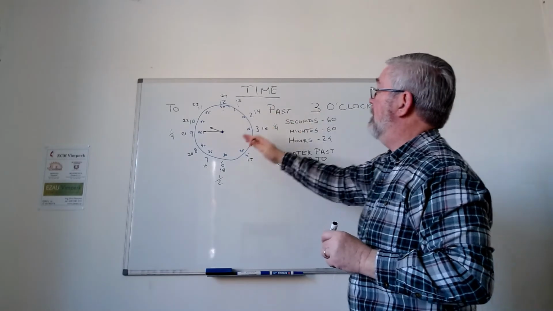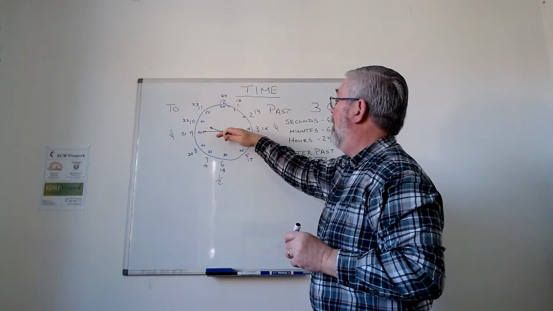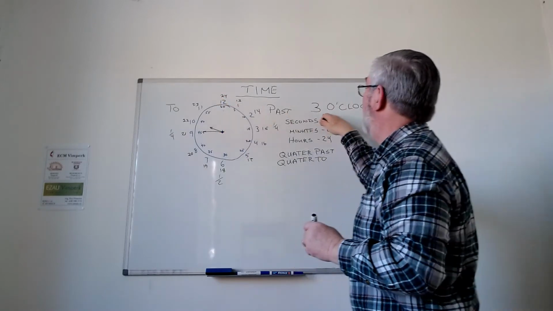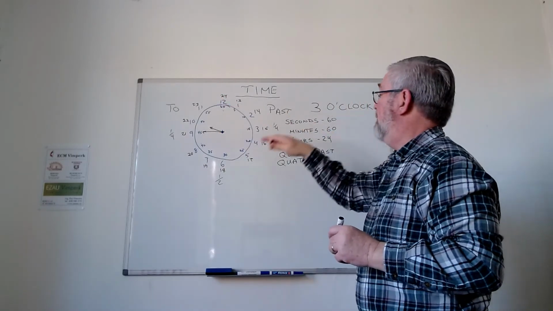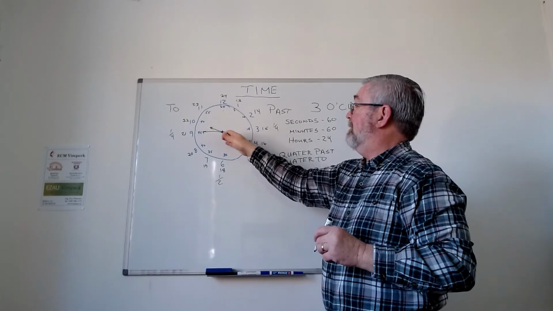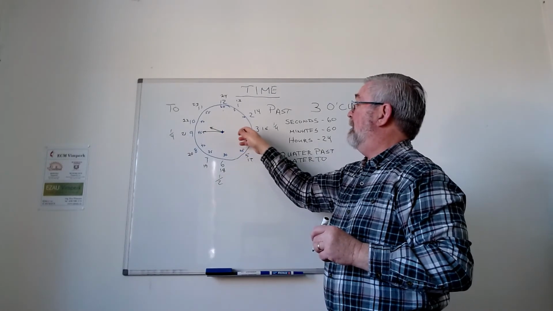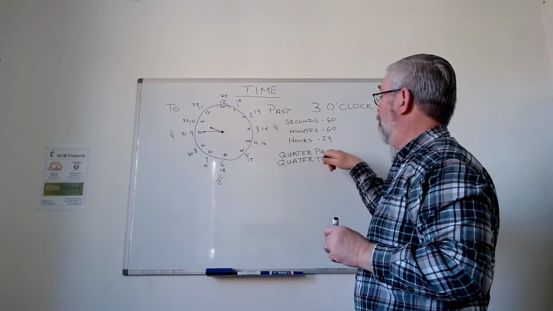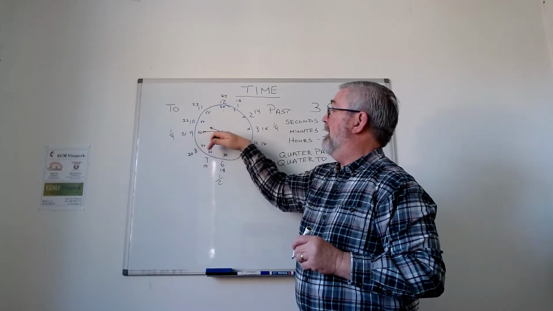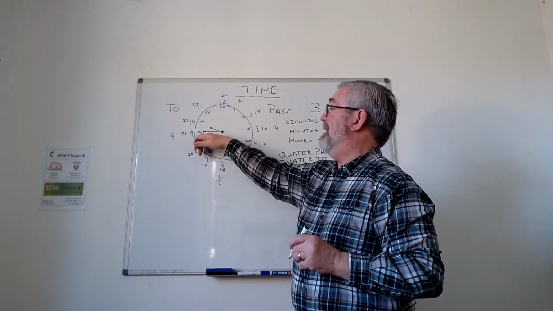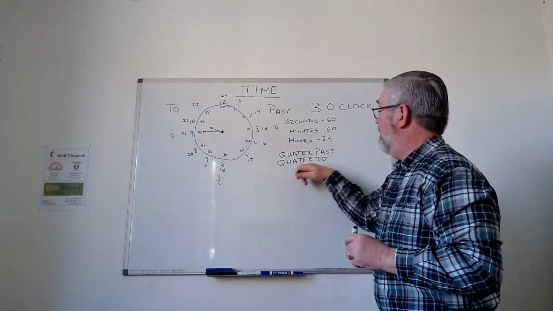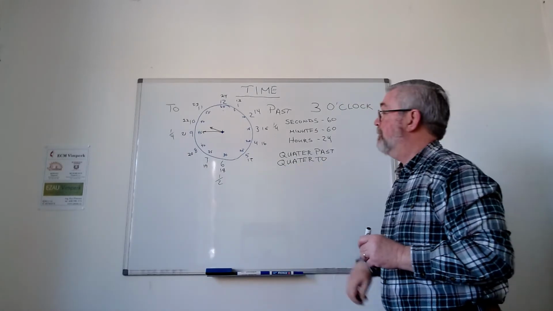If it is completely on the 3 and the 12, it is 3 o'clock. If it is just past the 3, but the big hand is on the 3, 1/4 past. And then when the big hand is on the 9, it is 1/4 to.